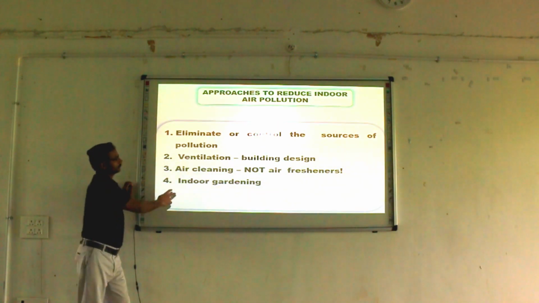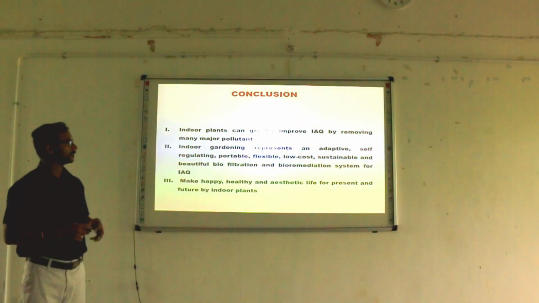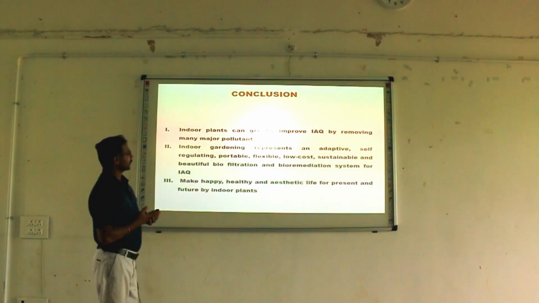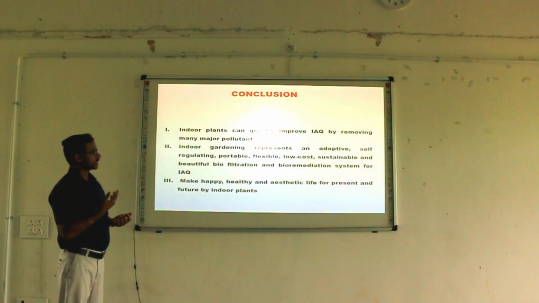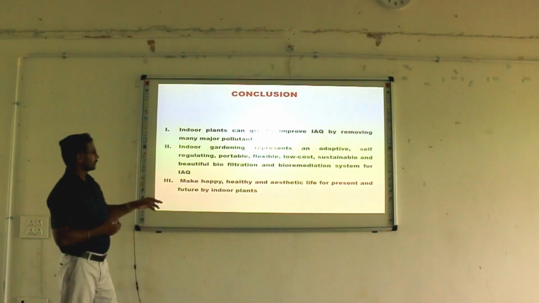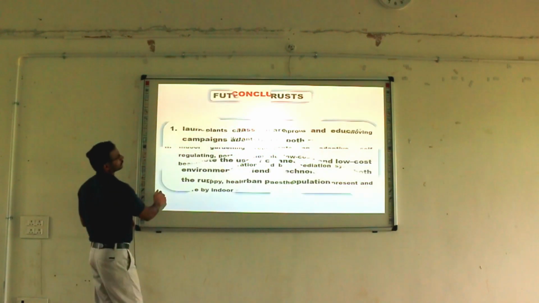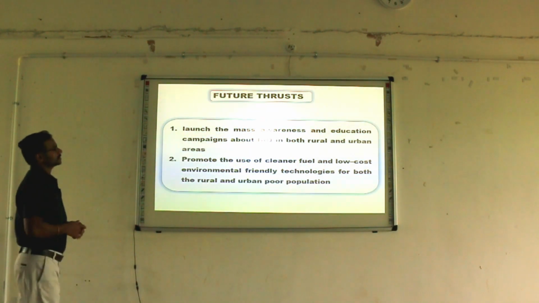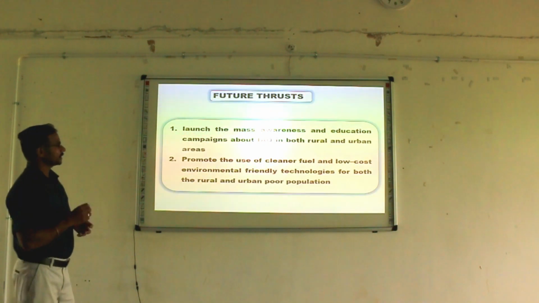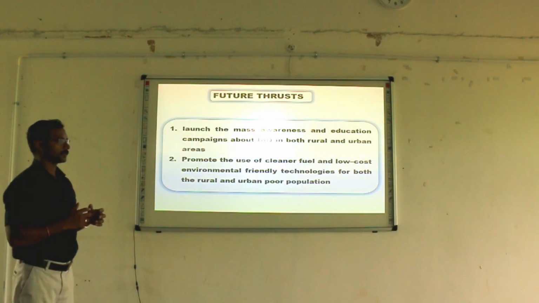Then indoor gardening. Finally, we conclude that indoor plants can greatly improve indoor air quality by removing major pollutants. Indoor gardening represents an adaptive, self-regulating, portable, flexible, low-cost, sustainable and beautiful biofiltration and bioremediation system for indoor air quality. It will make a happy, healthy and aesthetic life for the present and future through indoor plants. Then future thrust: launch mass awareness and education campaigns about indoor air quality in both rural and urban areas. Then promote the use of cleaner fuel and low-cost environmentally friendly technologies for both rural and urban poor populations.